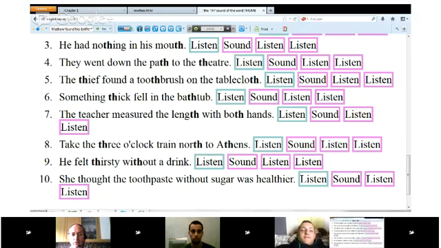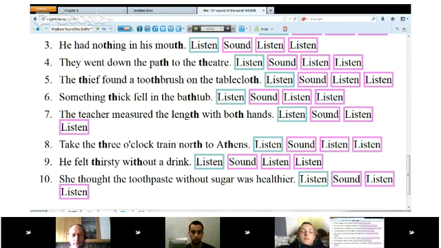Train with a nice A, that was good, you fixed that. And the 3 with a th, not t. So you have a th at the end of the words and in the middle of the words, but I couldn't catch it on the train, on the 3. So take the 3 o'clock train north to Athens. Once more, please. Take the 3 o'clock train north to Athens. That was so much better that time, yeah.